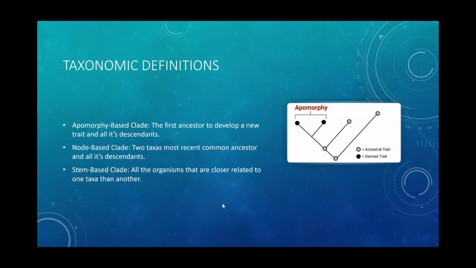Taxonomic definitions. There are 3 types of taxonomic definitions. Apomorphy-based clades, which start with the first ancestor to develop a new trait, and then all of its descendants. So this node over here, and then its descendants. This is an apomorphy. Then node-based clades, which are 2 taxa, their most recent common ancestor, and then all of the descendants of that common ancestor. And then there are stem-based clades, which include all organisms that are more closely related to one taxon than they are to another. Taxonomic groups, or species groups, are sometimes referred to as clades.